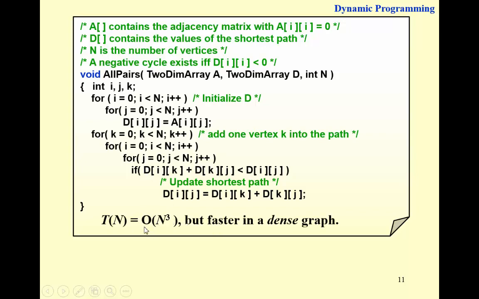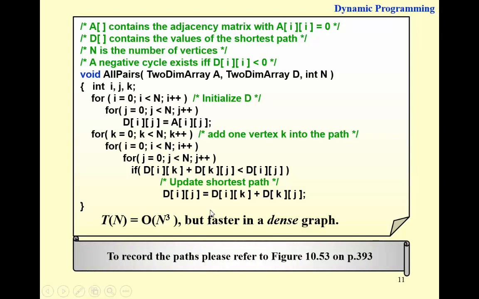Actually, if we only look at the big O notation, it's the same as applying Dijkstra's algorithm n times. It's also big O of n cubed. But practically speaking, it's faster than Dijkstra with a very dense graph. Especially when it's a complete graph, this algorithm is quite tight. So this upper bound is quite tight.